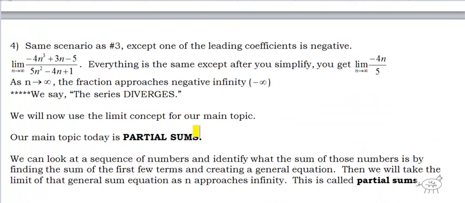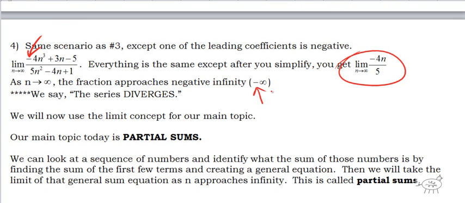Okay. And number 4, same scenario as number 3, except you have a leading coefficient that's negative. That's all that's different here. So after you do all your work and you simplify it, you get this. And what happens is, instead of it going to positive infinity, it's actually going to negative infinity, because it's negative 4 billion over 5, right? It's going to a negative value.